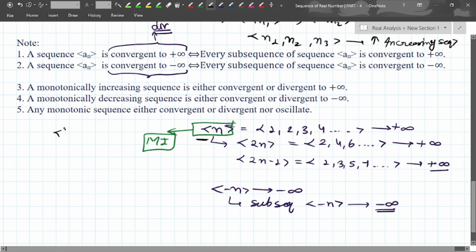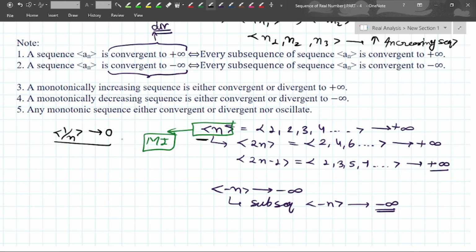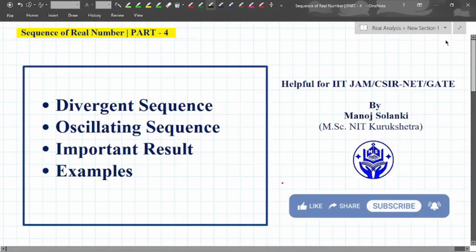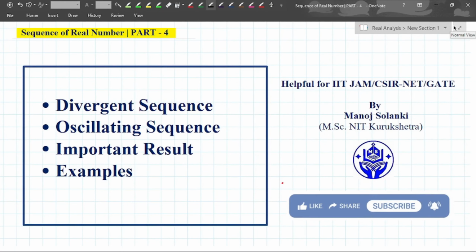Let's say this is again a monotonically decreasing sequence, and it is converging to zero. It means every monotonic sequence is either convergent or divergent, but it will not oscillate at any cost. This is all about the results and definitions of what we have discussed, the divergent and the oscillating sequences.